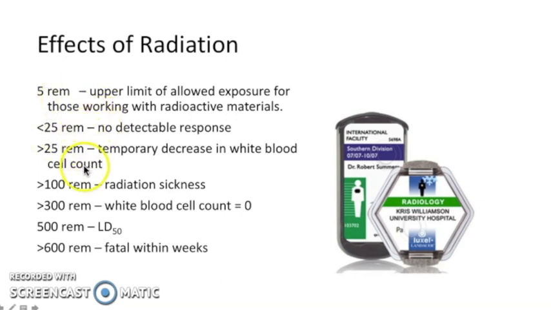But then you start to see things if you have higher exposures, like your white blood cell count goes down. You might get radiation sickness, which is vomiting and burns on your skin. You might actually have all of your white blood cells obliterated. That would be really bad. 500 rem is the LD50, so that kills 50% of people. Greater than 600 rem is generally fatal within a week or so.